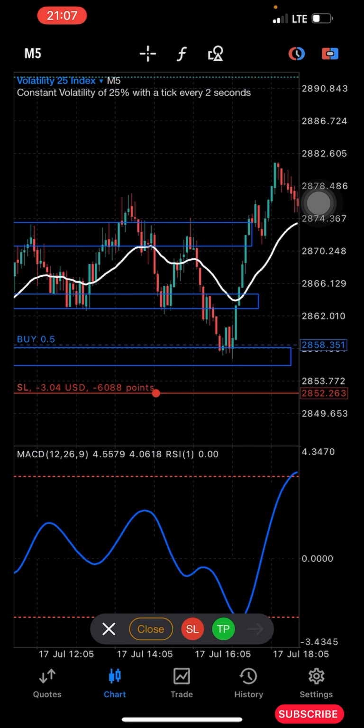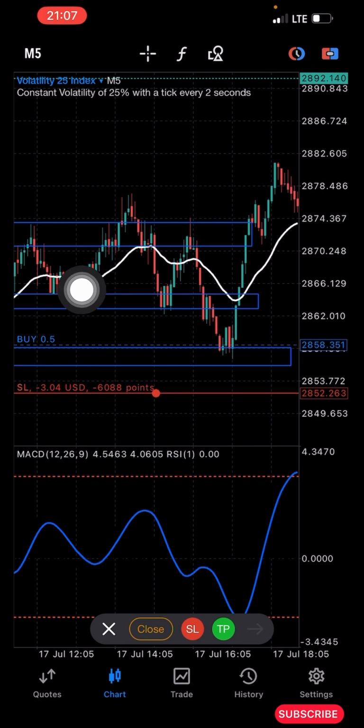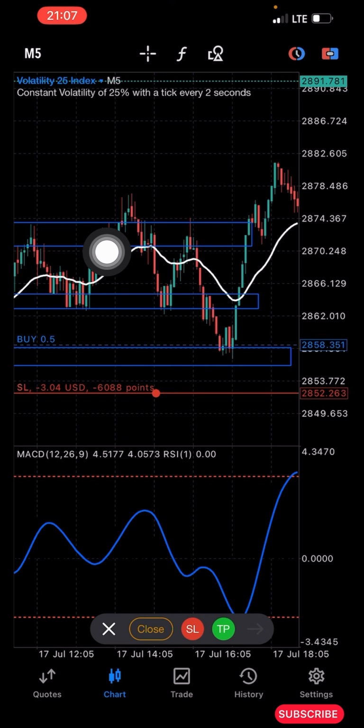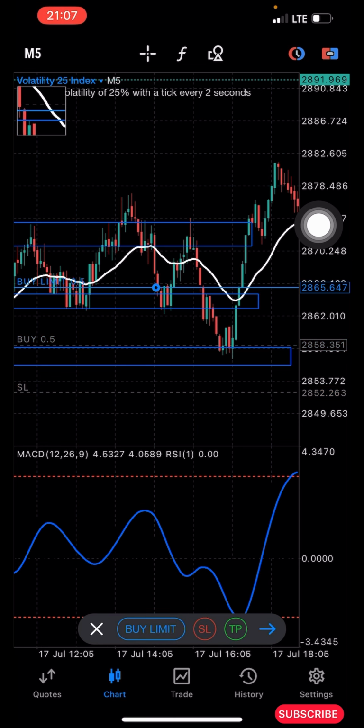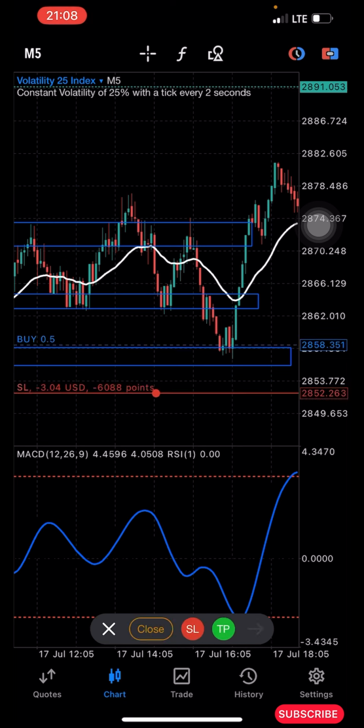First of all, price was heading up around this area initially. So I placed a buy limit here. I placed one buy limit here, and then I placed another one around the third support and resistance zone here, and then I placed the stop loss below it. So that's what I did.